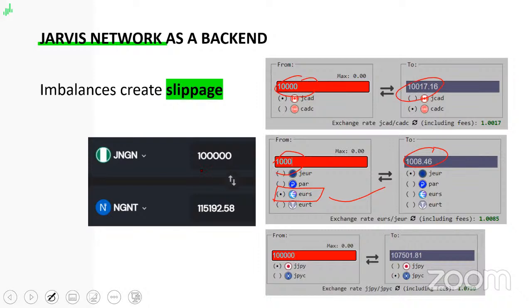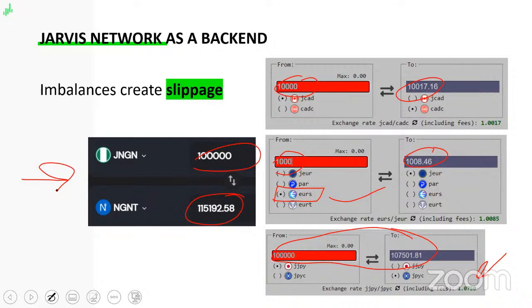Same thing for the Naira. 1 million Naira gives you 1.15 million Naira. And of course, the huge difference in the GPY pool, 1 million GJPY gives you 1 million 70 thousand. So here you have 7.5% of positive slippage. So if you exchange $1,000 of our Japanese yen, you get 1,070, so 7% more of the GPYC, sorry. And the one for the Naira is also not bad. You make 1.5% more.